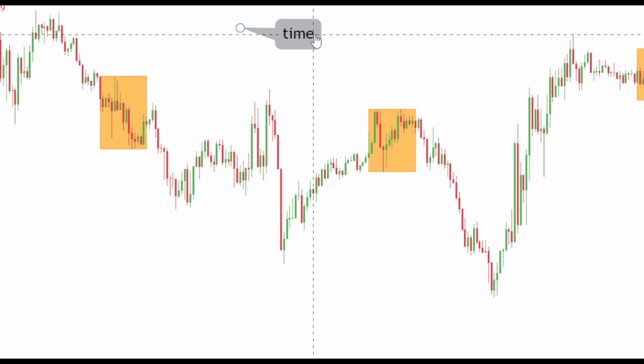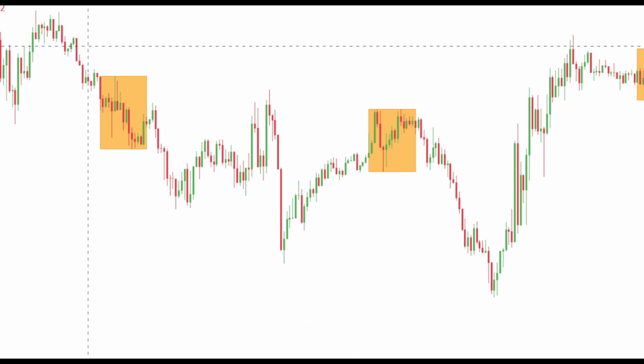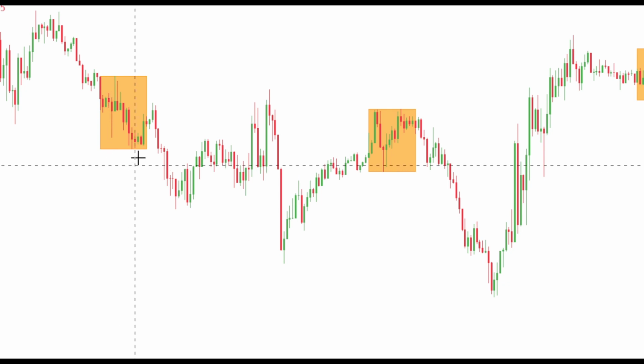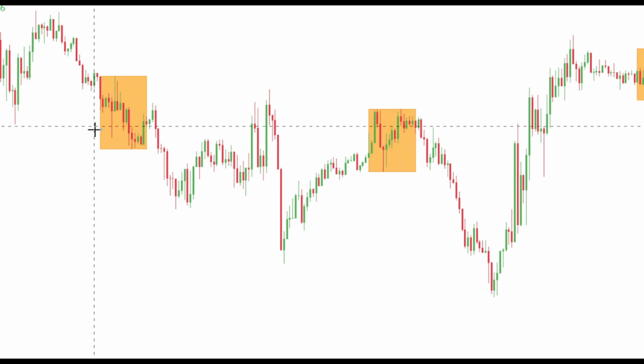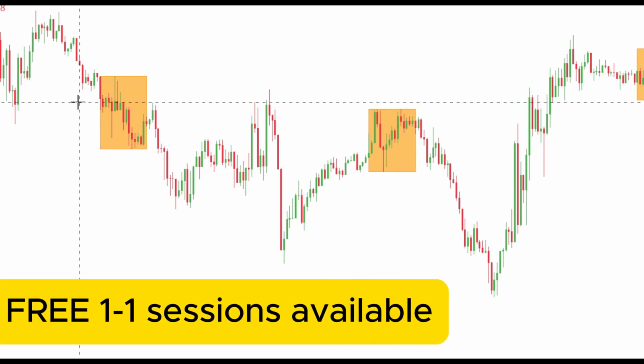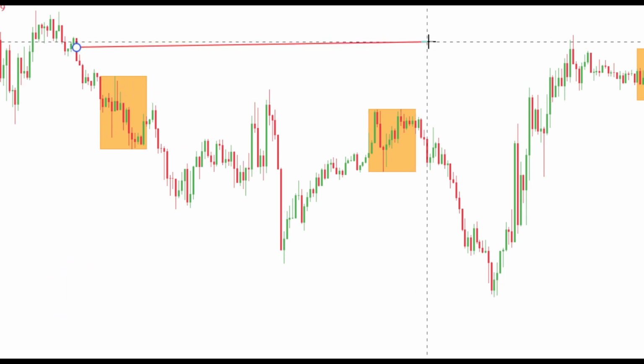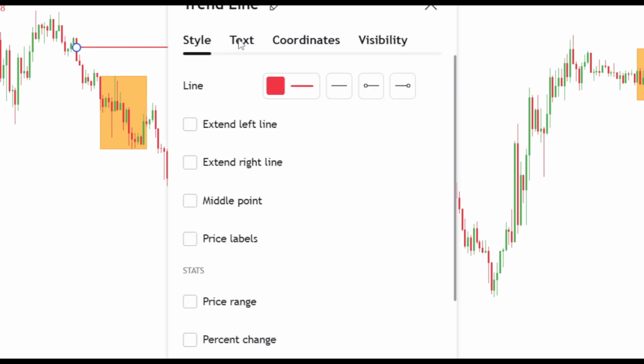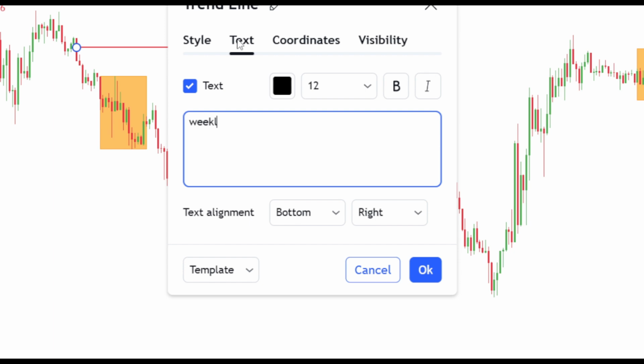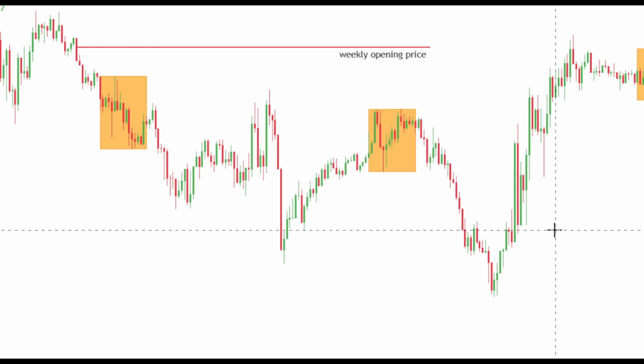But how do we combine liquidity and fair value gaps? Well, there's a few things that we're going to be going over. So first we have the Monday Asian session over here, and the weekly open, of course, is at Sunday, just before midnight if you're in the UK. So this red line over here represents the weekly opening price. Now, why am I marking this up, and why is this price actually significant?